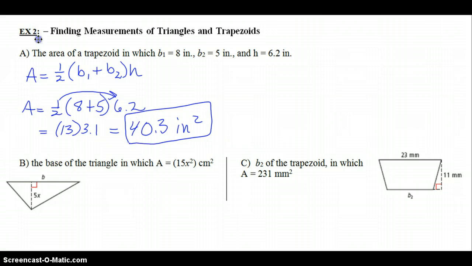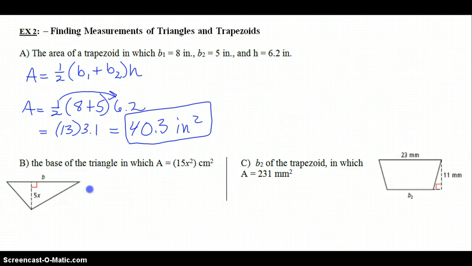All right, we're going to do example 2b, but not 2c yet. We'll do example 2c later on in class. We're going to do example 2b right now. We're given the base as b and the area as 15x squared, and the height of the triangle is 5x. They want you to find the base in terms of x.